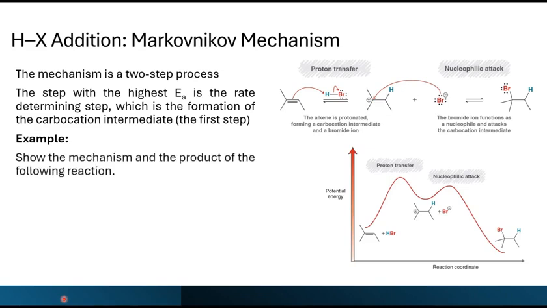Let's do an example problem. Show the mechanism and the product for the following reaction. We have an alkene and the addition of HBr. Go ahead and try and then come back and check.